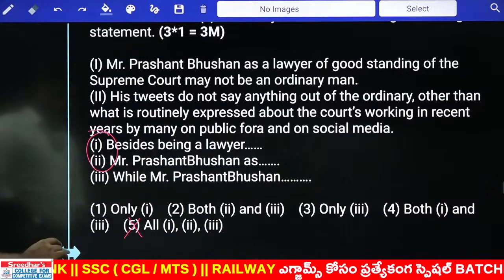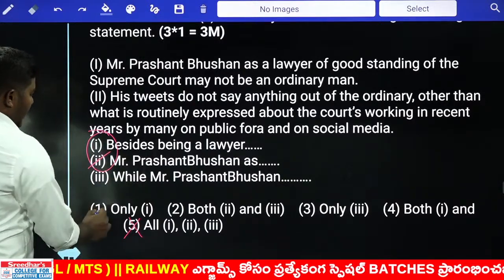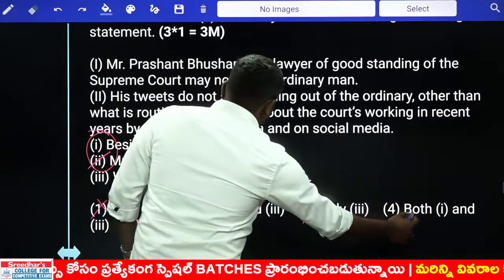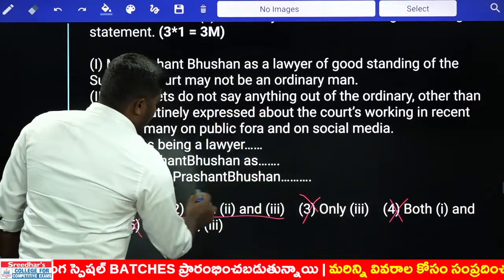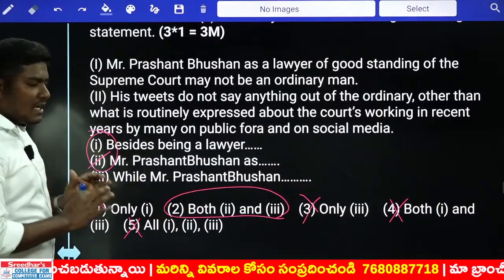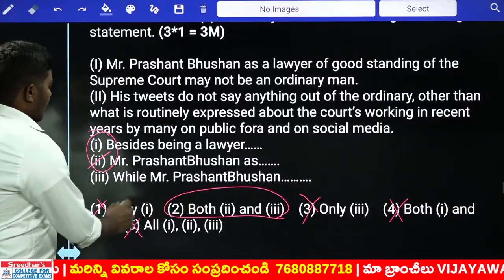Now let me make a meaning here. Second one should be taken. So first option is out. Third option is out. Fourth option is out. Now what is left? Only 2 and 3. That means most probably the answer should be this. But let me make a meaning now. What is the meaning? Look at this.